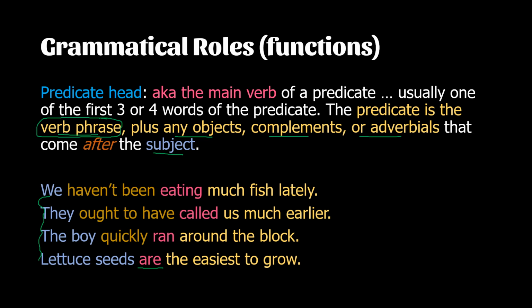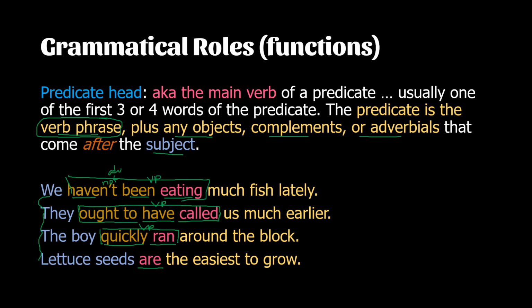If I say quickly ran, so I have an adverb describing ran, so this is my verb phrase. If I have several auxiliaries, so ought to is one auxiliary, have is another auxiliary, called will be my main verb or my predicate head, ought to have called is my verb phrase. Eating is the main verb, haven't been is our auxiliaries, and not happens to be an adverb. So have not been eating is my verb phrase.